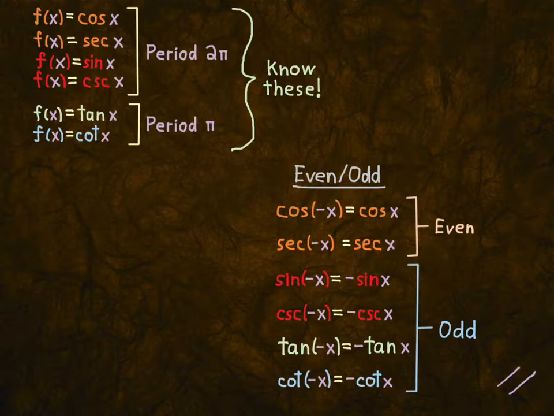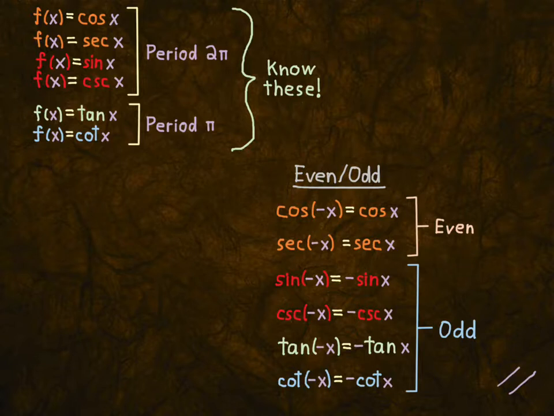That's what that says. So if you're evaluating something, say you wanted to find cosine of negative pi over 4. Well, you could just find cosine of pi over 4. It's the same thing because the negative cancels out in a sense, okay? And then secant is just the reciprocal of cosine. So, of course, the same thing happens with secant as with cosine. So those are the 2 even ones.